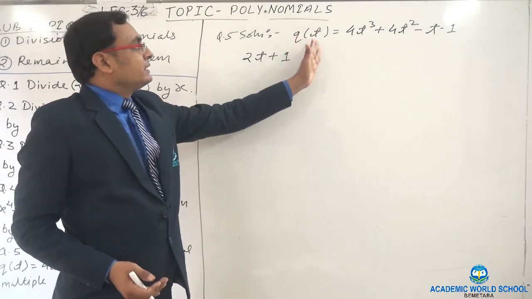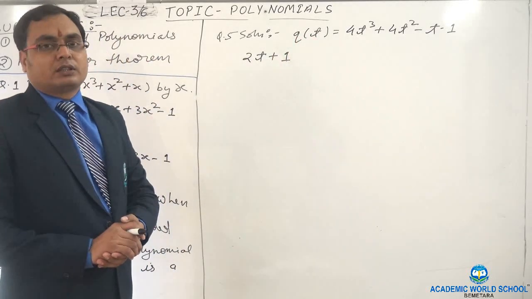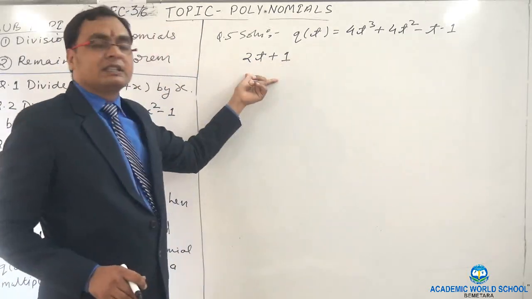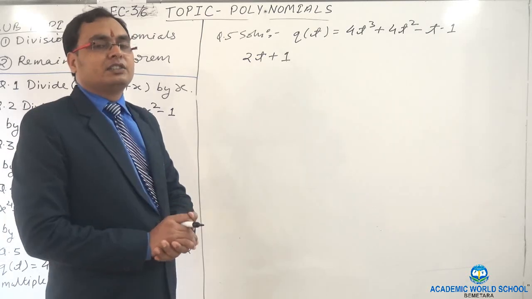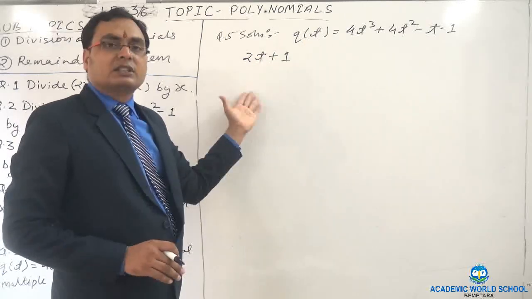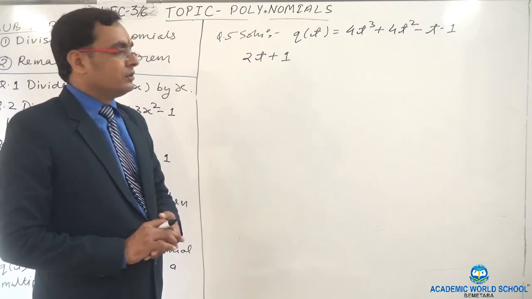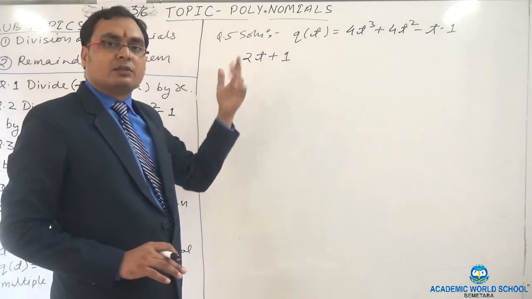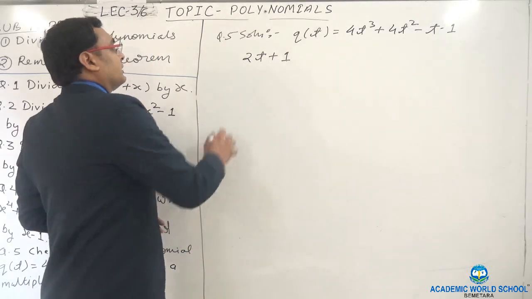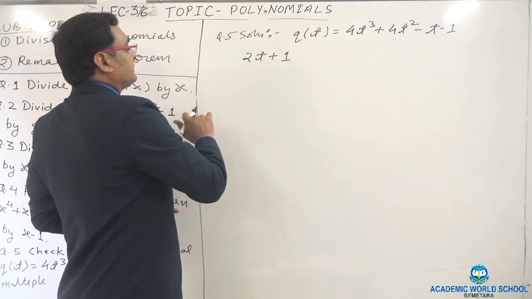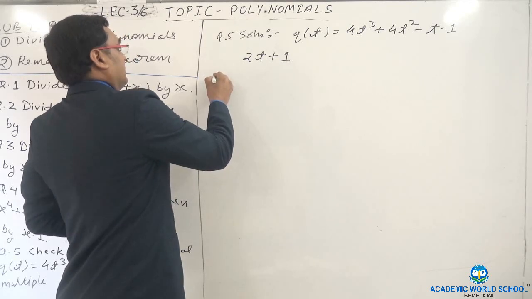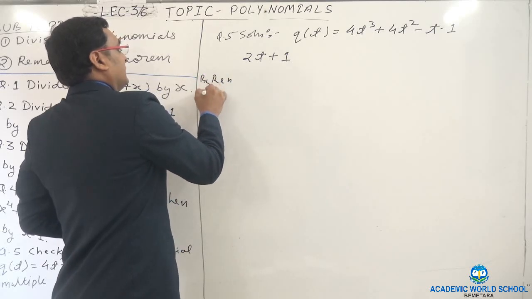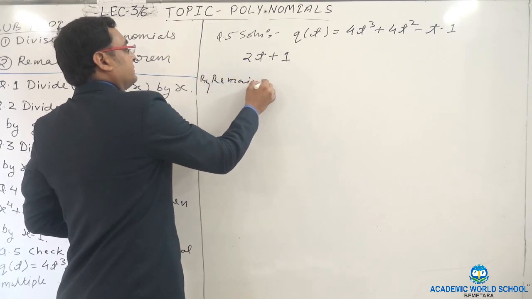If we want to check whether this is a multiple of this polynomial or not, then we will find the remainder when this polynomial q(t) is divided by this linear polynomial. And if the remainder is 0, then we can say this is a multiple of this linear polynomial. If the remainder is not 0, we will say this polynomial q(t) is not a multiple of this linear polynomial. So compare this by remainder theorem.